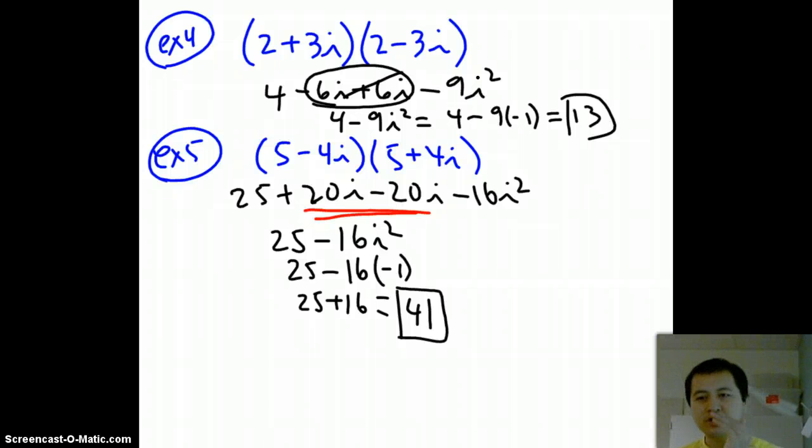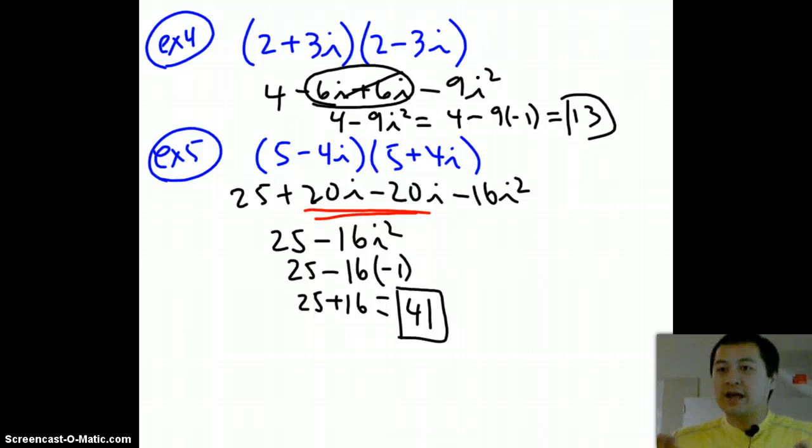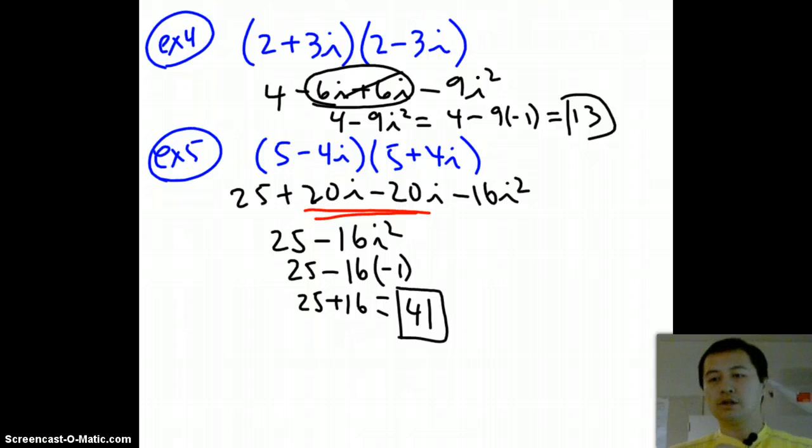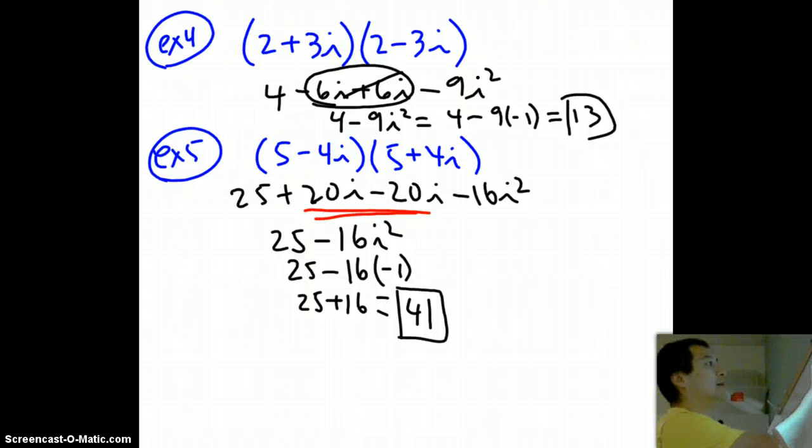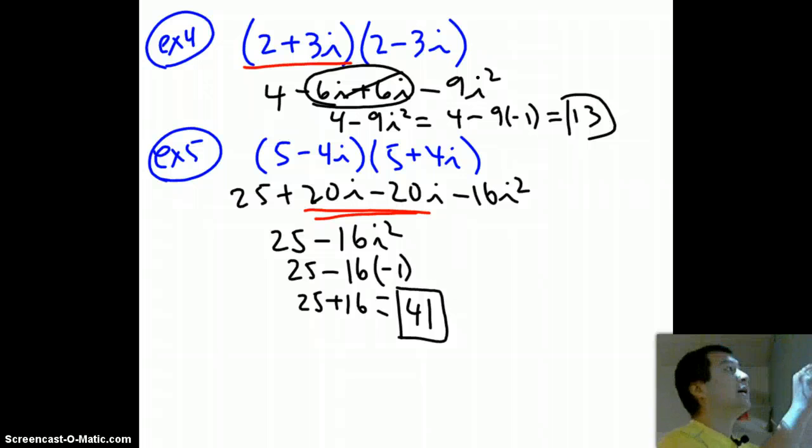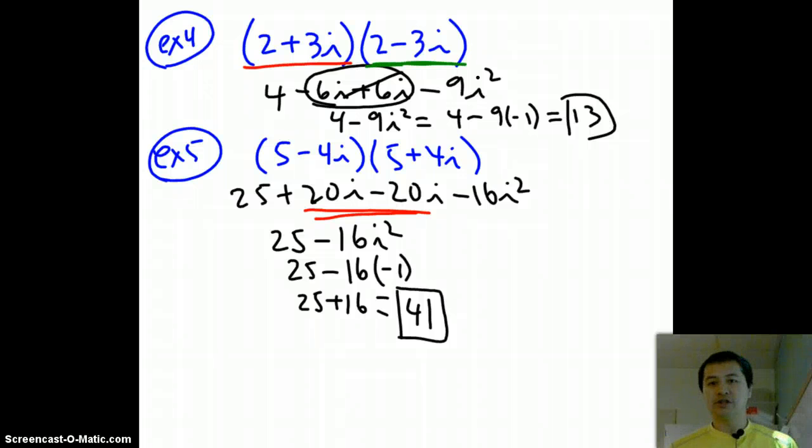Interesting. What do you notice special about these two numbers? When you multiply them out, your final answer actually has no i in it. And that's actually something very special. This is something that we're going to use a lot. It's called conjugate. And what makes these two things conjugate? Let's look at the first one and look at the second one. These two numbers are conjugates of each other. What's special about them? Look carefully.